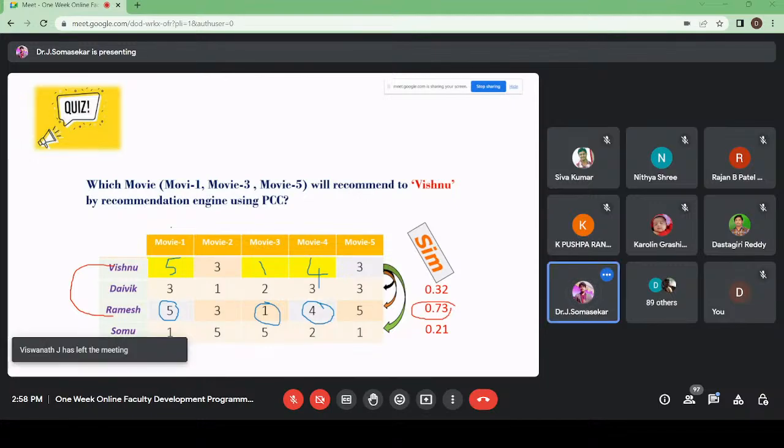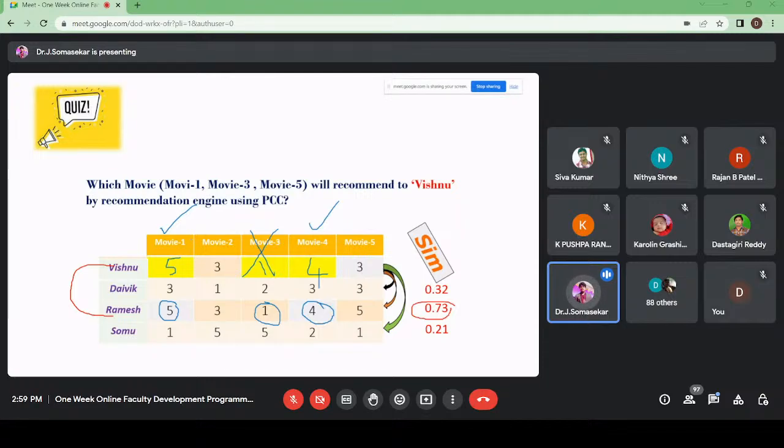Yeah, fine. Thank you. So movie 1 is going to be recommended 100%. There is no issue because the rating prediction is 5. It's no doubt at all. And movie 3 is not going to be recommended because the rating is 1. It's a worst or poor rating. And movie 4 is also going to be recommended. Therefore, finally, movie 1 and movie 4 are going to be recommended to Vishnu.